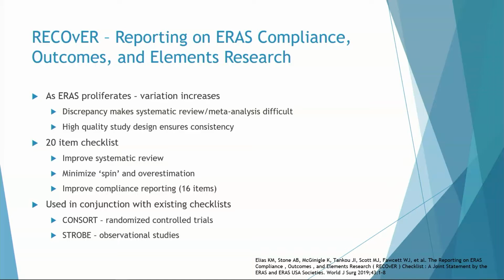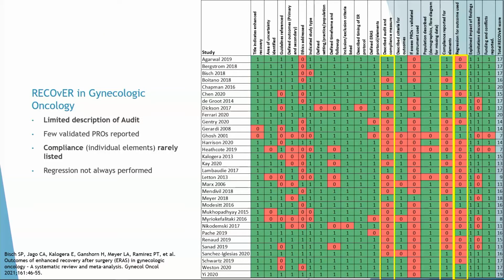It also makes it easier to do a systematic review by making titles very clear. There's no creativity in the titles. It's meant to be very easy to search within our databases. So we applied the RECOVER checklist to every study in gynecologic oncology, and this was in our paper as well. What we found with the studies that have been published so far is that there is a limited description of audit and compliance. We found that few validated patient-reported outcome tools were used, and that compliance with individual elements was rarely listed. And again, the same thing that we saw with our assessment of the Newcastle-Ottawa score, regression is not always performed to assess for those potential biases in our pre-post studies.